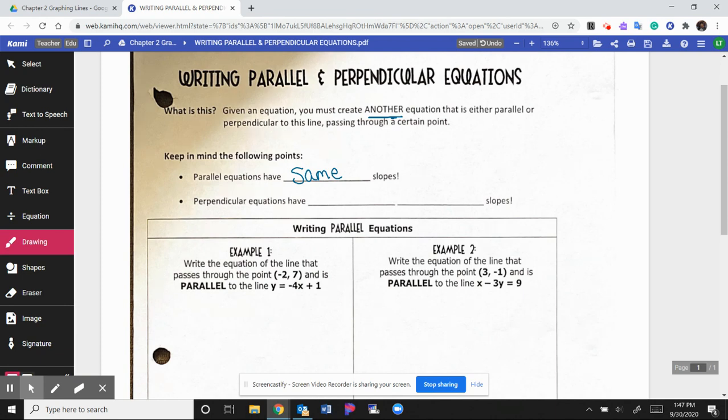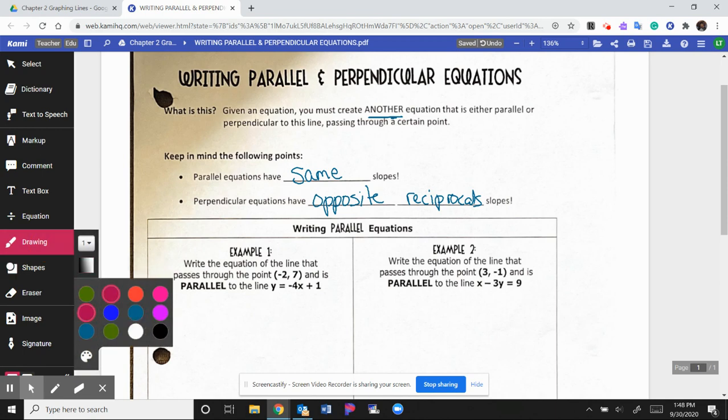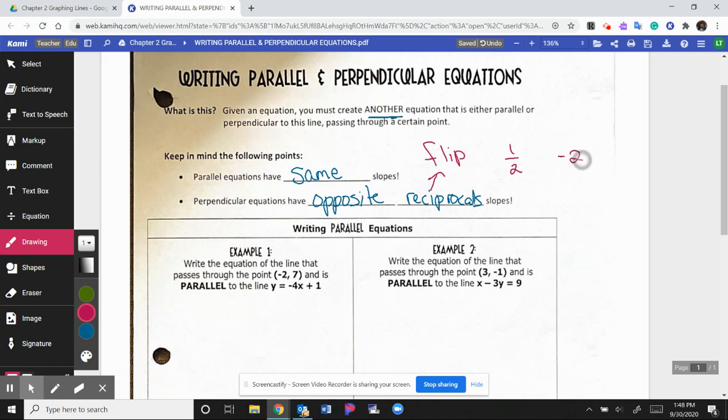Perpendicular lines cross at a 90-degree angle. So in order for that to happen, their slopes must be opposite reciprocals. What this actually means is that they need to be opposite. So if one of them is 1/2, the other one's going to have to be negative. Reciprocals means they're going to be flipped. So if you have the slope of 1/2, if you flip that, that's really -2/1. So these two would be opposite reciprocals of one another.